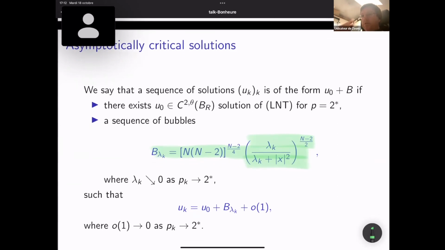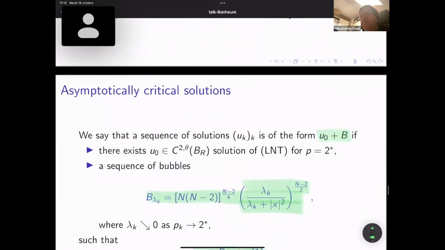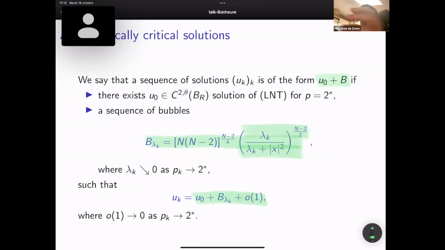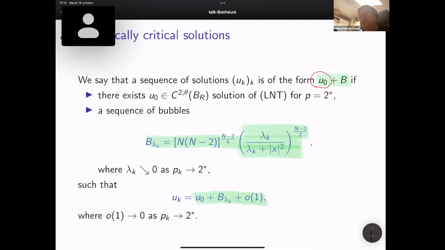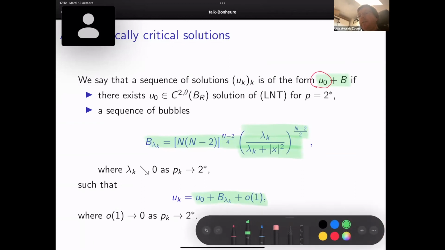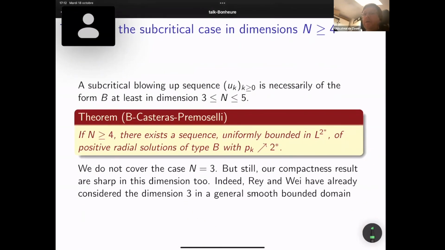And we say that the solution is of the form u0 plus b if the solution looks like u0 plus b lambda k plus a little o of 1 when pk goes to 2 star. And as you see, those previous results show you that in some cases, you will not be able to find bubbling solutions with a single bubble. You will really need to add a profile u0 because the weak limit of a bubbling sequence cannot be 0 in some cases.